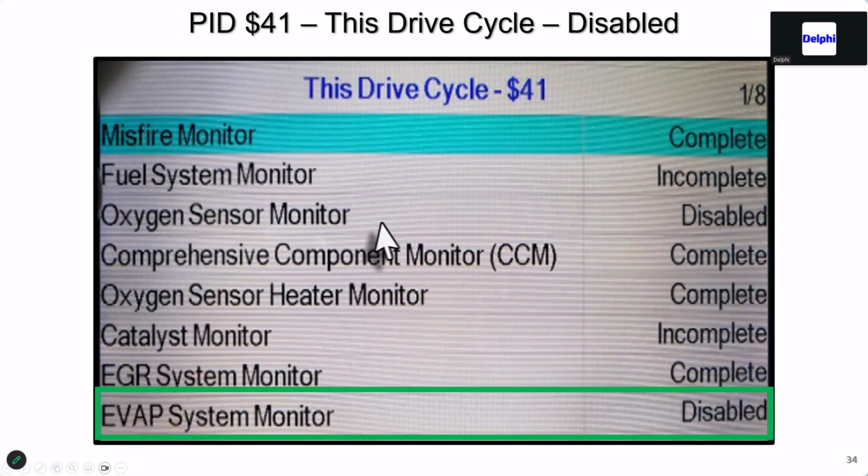It says the O2 sensor monitor is disabled. On all the other cars I've ever seen with this, it's not going to run. If you run into any Nissans where it says disabled, when you start it up, hold your breath, because I'm going to show you in the next slide.